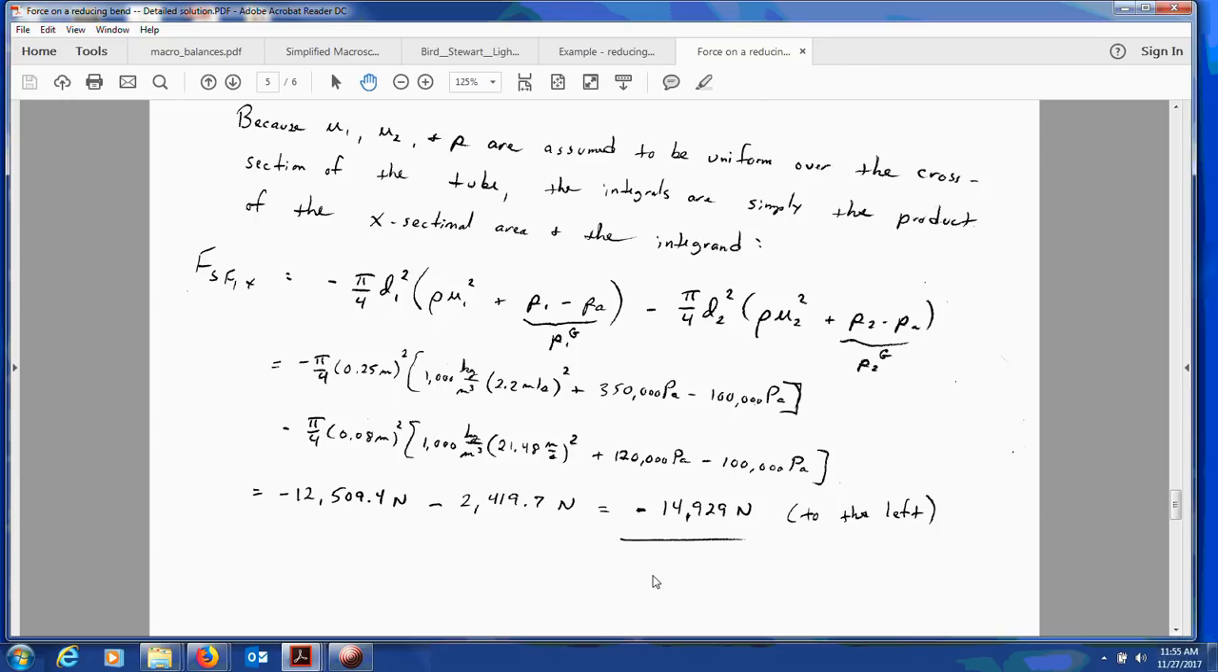So that hopefully is a straightforward application of the integral balances for this problem. Next, I want to briefly go over how we can use the simplified macroscopic balances to get the same result with a lot less effort.